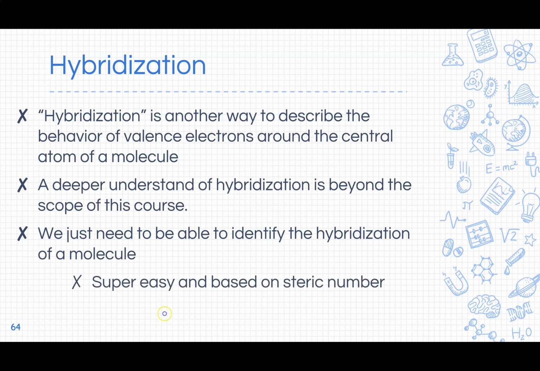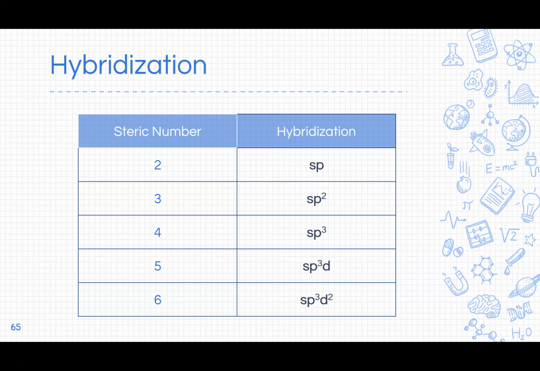Here we go. So hybridization is just based on steric number, and it's super easy. If the steric number is 2, and of course that means that the number of bonding sites on the central atom is 2, then the hybridization is sp. I remember this because 1s plus 1p is 2, right? There are two things, an s and a p. So that's why that corresponds to a steric number of 2.